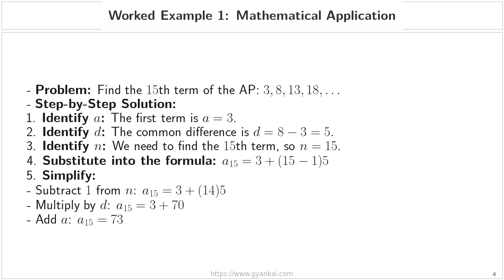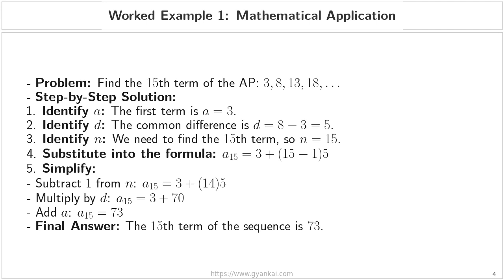Finally, we simplify the expression following the correct order of operations. First, we handle the parentheses by subtracting 1 from 15, which leaves us with 14. Next, we multiply that 14 by our common difference, 5, which results in 70. Lastly, we add our first term, 3, to 70. This brings us to our final answer. The 15th term of this sequence is 73.